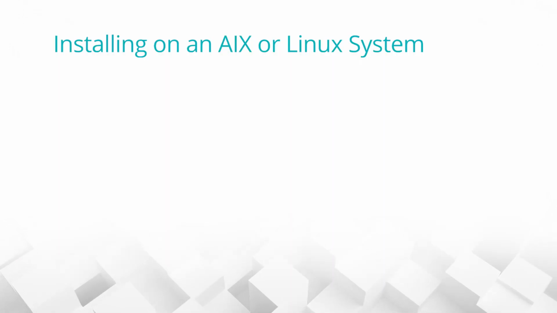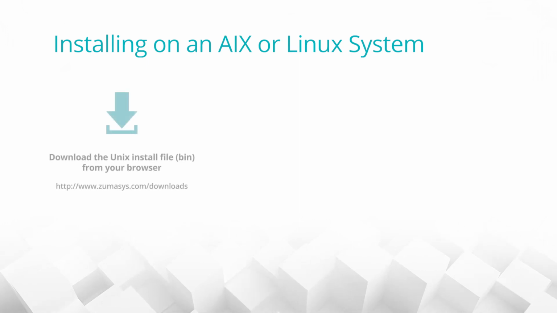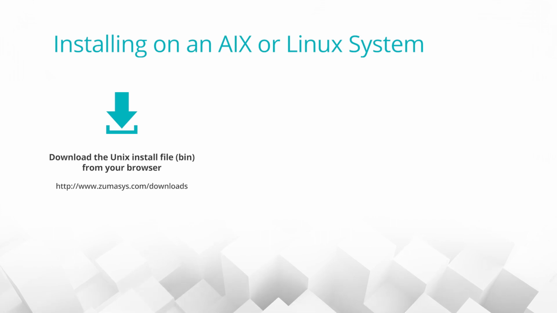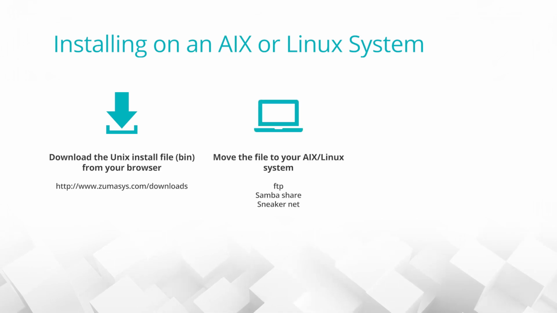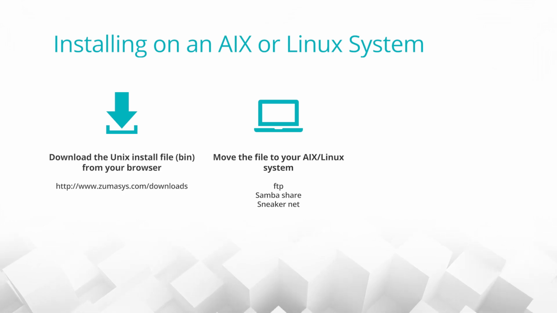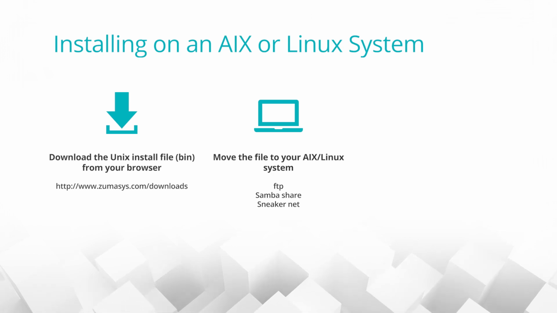Okay, so the next steps on this is to move that file over and then install it on your system. So we already downloaded the Unix install file from the browser, so you've got that. The next thing you do is move that file from your Windows system to your Linux system. And you can do that with FTP, SFTP, WinSCP. If you've got a Samba share, you can do that, drop it on that directory, or you can move it manually from one to the other if you have a way to do that.